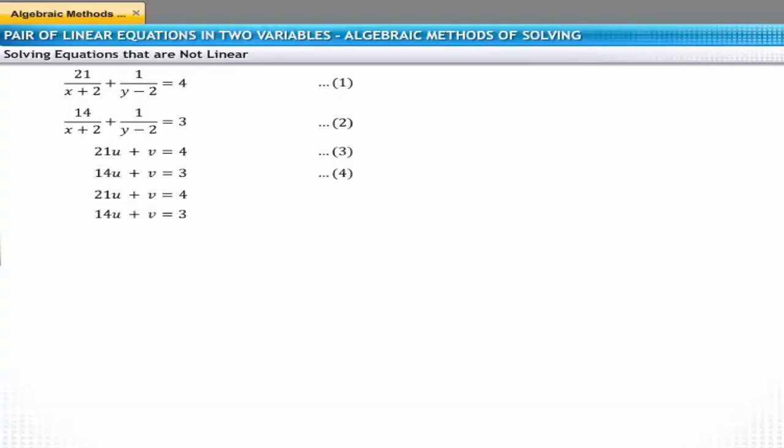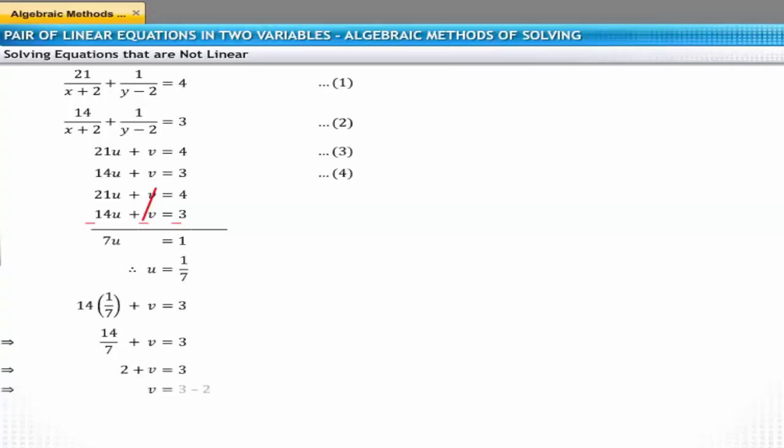Observe that the coefficients of v in both the equations are the same. So we can eliminate v by subtracting equation 4 from equation 3. Simplifying, we get u is equal to 1 divided by 7. Now substituting the value of u in equation 4 and solving, we get v is equal to 1.